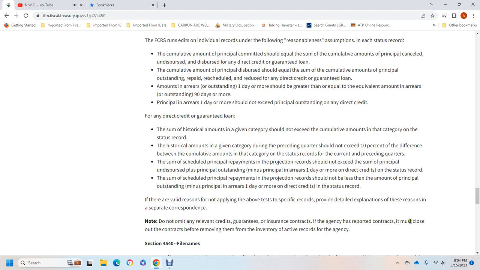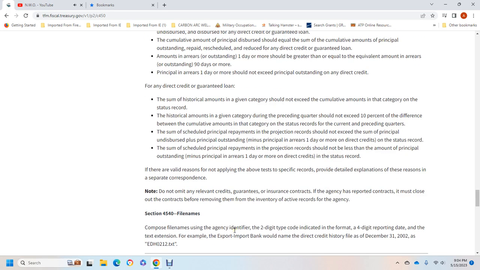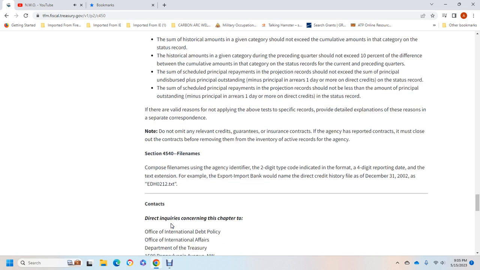If the agency has reported contracts, it must close out the contracts before removing the inventory of active records of the agency. Section 4540, file names: composite file names give the agency identifier, 2-digit type code, and the informative 4-digit reporting date with the title extension. For example, the Export-Import Bank would name the direct credit history file with the December 31st, 2002 date as EDHO 212 tax.